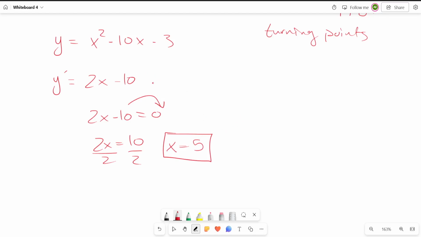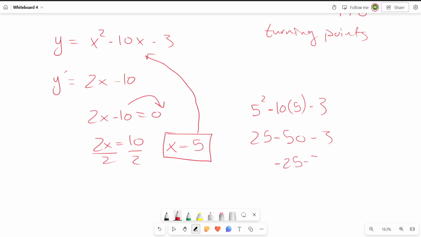If I want to get the y coordinate, I'm just going to substitute this over here. It's going to be 5 squared minus 10 times 5 minus 3. So 25 minus 50 minus 3. So this is negative 25 minus 3. So the answer is negative 28. So my turning point is at a coordinate of 5 and negative 28.